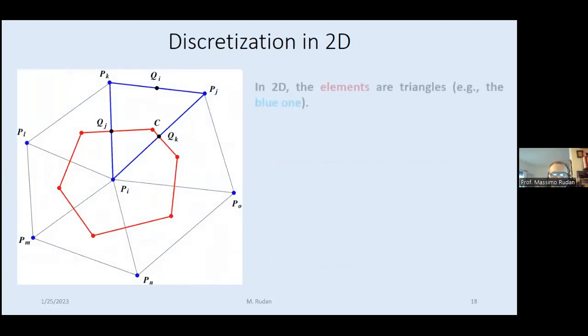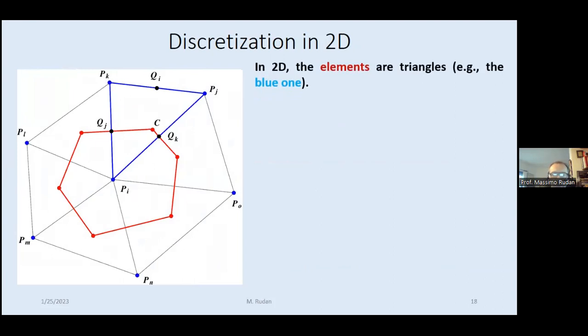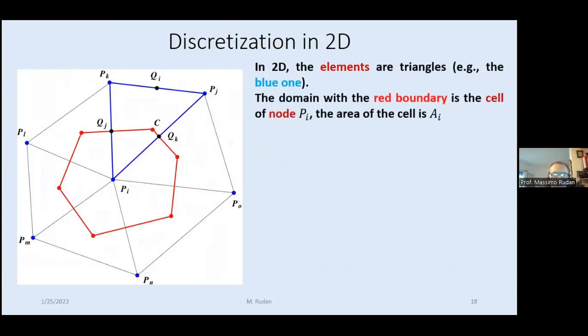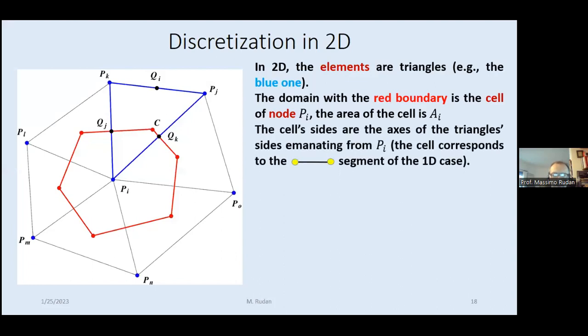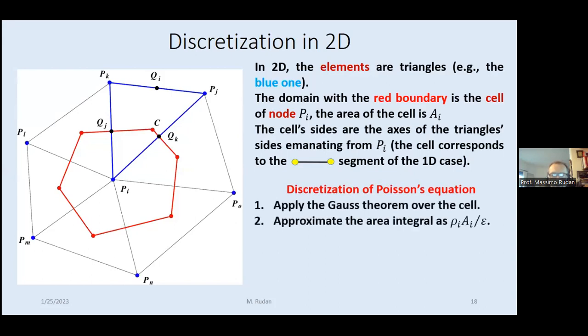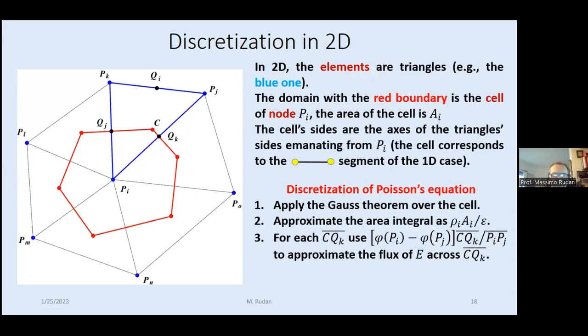The blue triangle is one of the elements. The red polygon is the cell. The cell here corresponds to the segment between the yellow dots in the one-dimensional case. We apply the Gauss theorem on the cell by taking the nodal value of the charge density and multiplying it by the area of the cell, and then we calculate the flux of the electric field across the boundary of the cell.